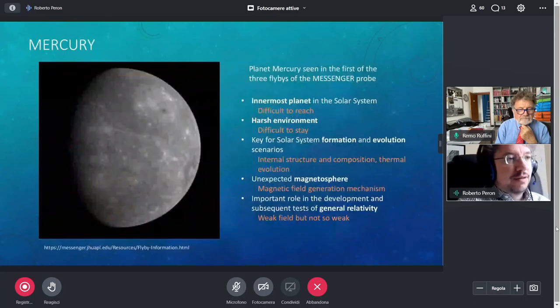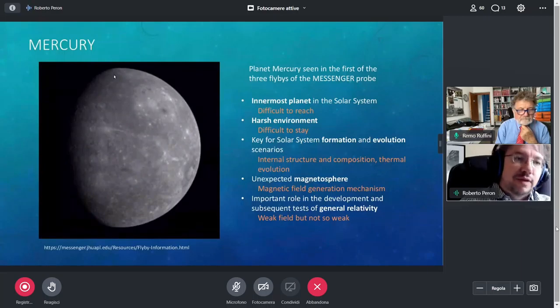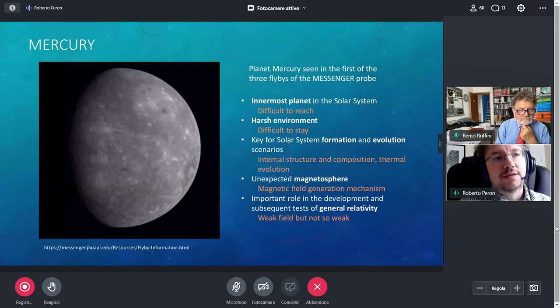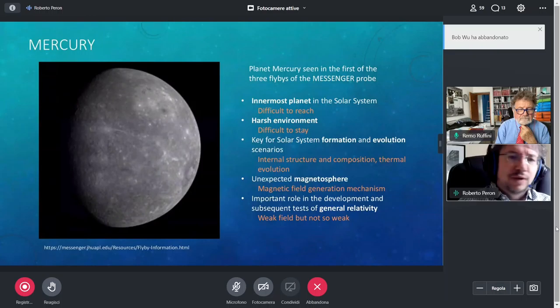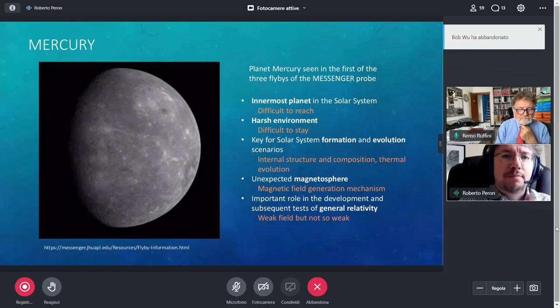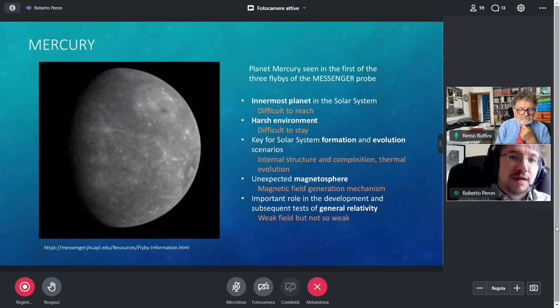And why are we interested in the exploration of the planet Mercury? Here is a picture taken from the Messenger probe on its first flyby. Planet Mercury is interesting for science for a series of reasons. First of all, it is the innermost planet of the solar system, and we have to say it is very difficult to reach. If you do a very simple calculation, you can see that with a simple ballistic flight, you would require a probe with almost its entire mass being fuel. And so, in the course of the 60s mainly, techniques based on the so-called flybys were developed in order to reach this planet.